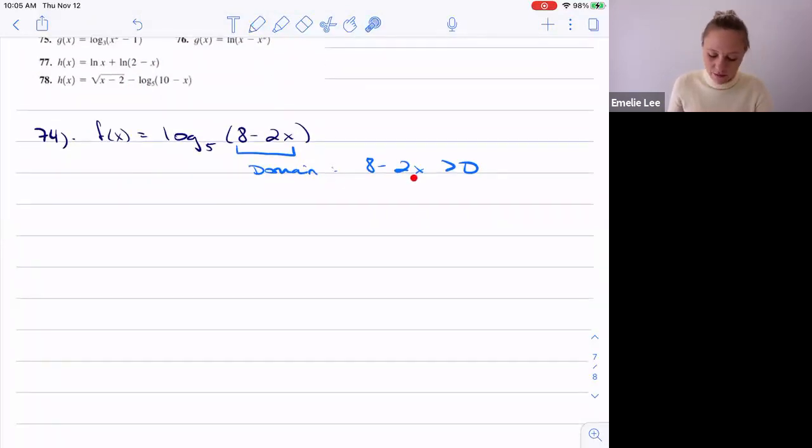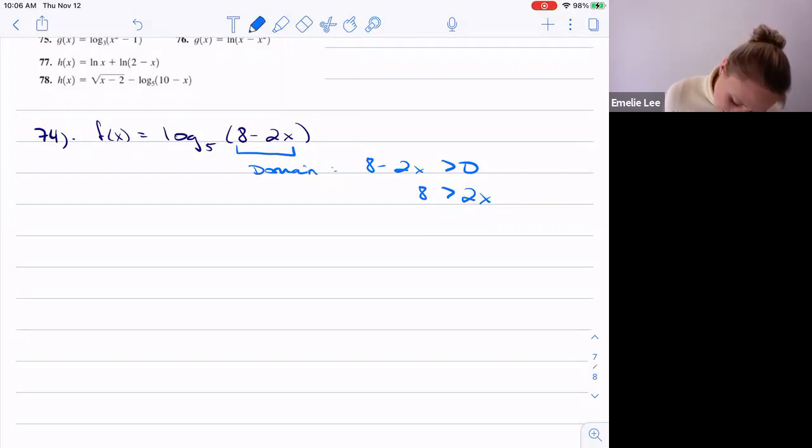Now if we want to solve for x, because I don't like dealing with negatives, I'm going to add 2x to both sides. Adding 2x doesn't change the direction of the inequality. The inequality only switches direction if we multiply or divide by a negative. Here I'm adding 2x, so I'm safe. So I get 8 must be greater than 2x. Now I'm dividing by positive 2, so it still doesn't change. 8 divided by 2 is 4. X has to be less than 4. Just check with some numbers: 8 minus 2 times 4 is 0, so that's not allowed.